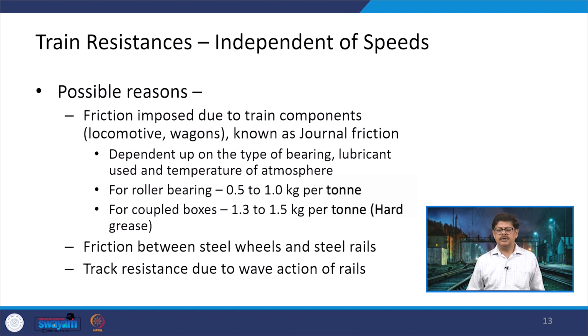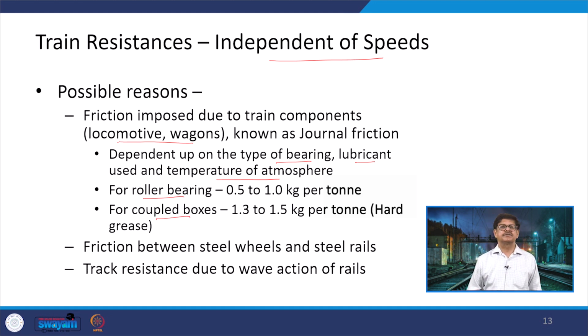So, starting here with the resistances which are independent of speed, there were four such cases: the external resistances, the resistances due to track and all. The first one is the friction imposed due to the train components. When we say train components, we are talking about the locomotives and wagons and their components. Their components can be the lubricants being used, type of bearings being used, and the temperature effects which will heat up these components, roller bearings, coupled boxes.